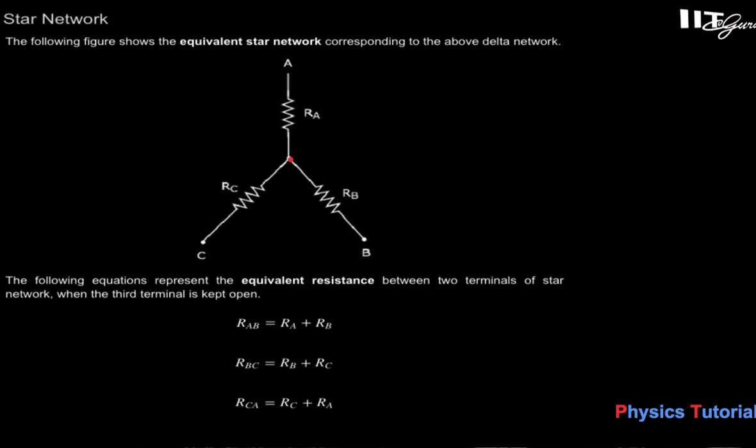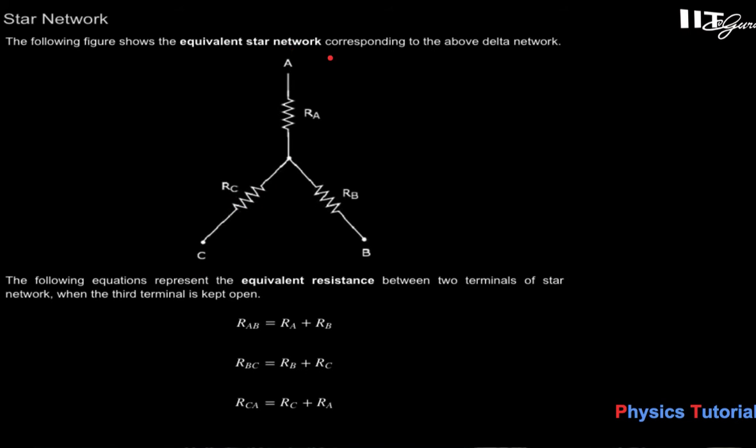This point is a neutral point, let's say capital N, and the connected resistances are RA, RB, RC in the branches along A, B, C respectively. If you find the equivalent between A and B, suppose the current appears here; due to the open circuit the current won't flow through C and will continue to RB. So between A and B the resistance will be only RA plus RB. RC will not play a role as it is an open circuit.